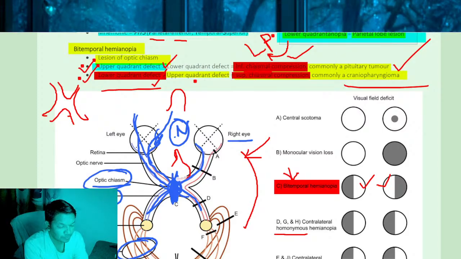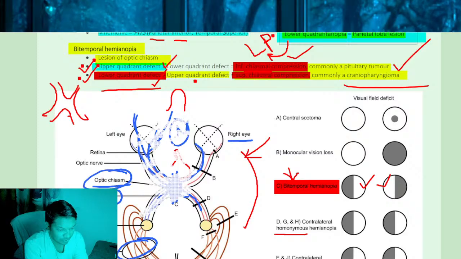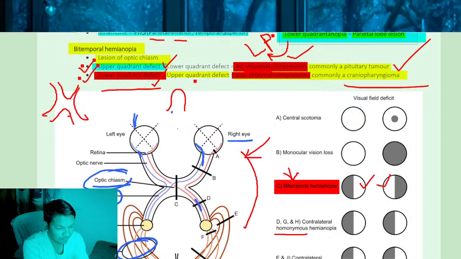Confused? You can see this is the nasal field and this is the temporal field, right? This is the eye. Am I audible or no?